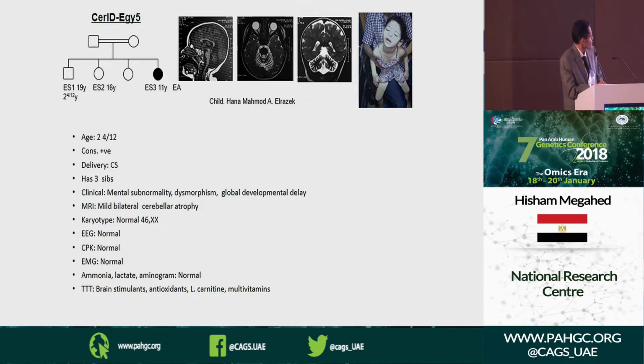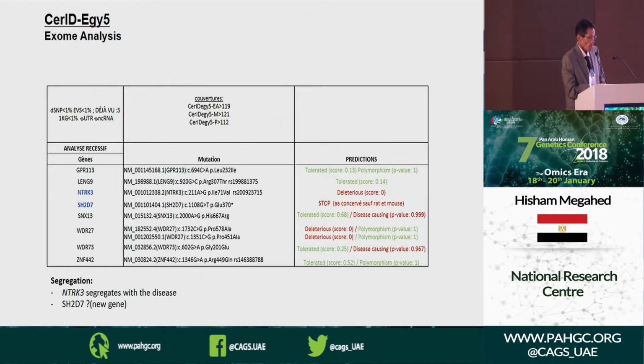And this family, again, a normal karyotype, typical cerebellar affection symptoms, epilepsy. Whole exome sequencing identified two susceptible genes, and when we did the Sanger sequencing, the disease segregated with the NTRK3 gene.